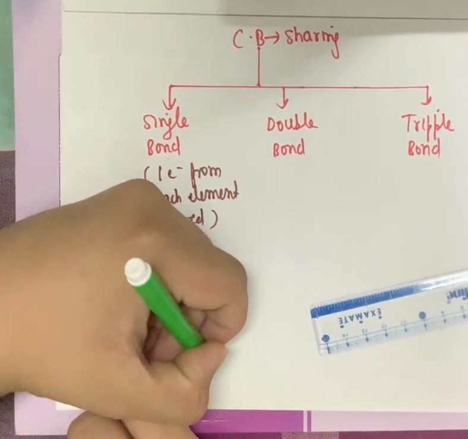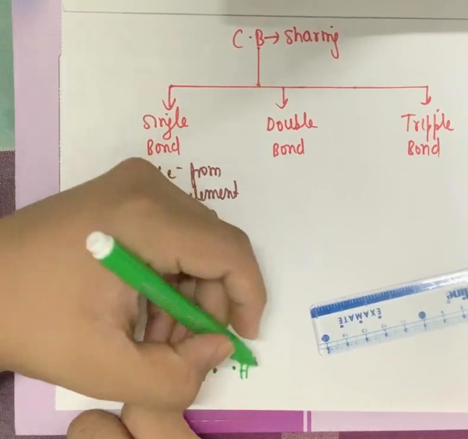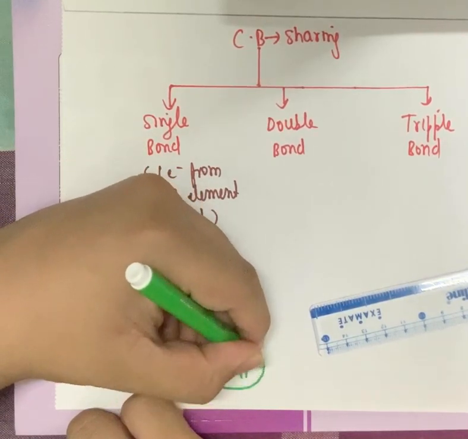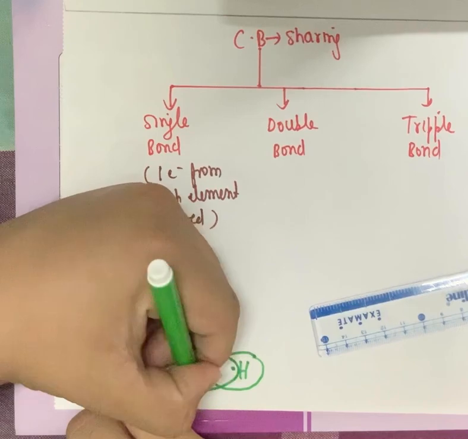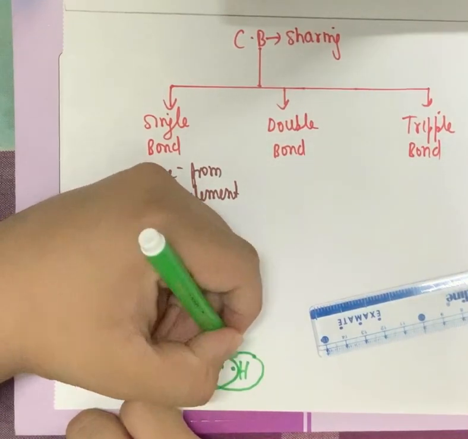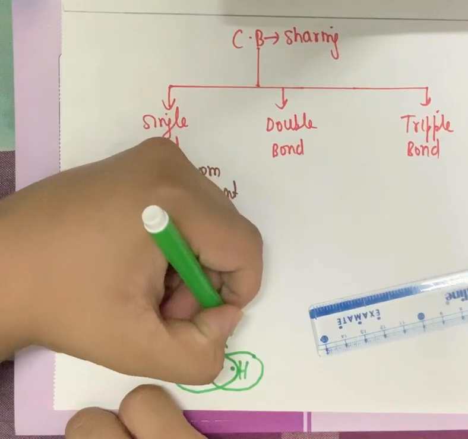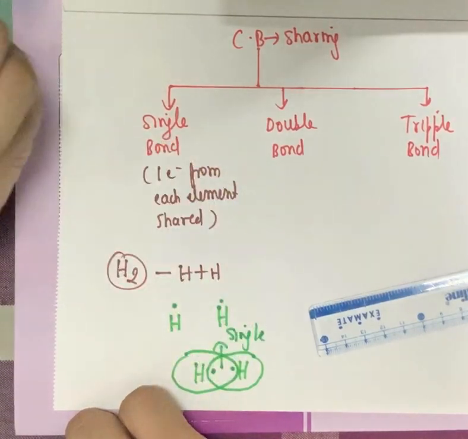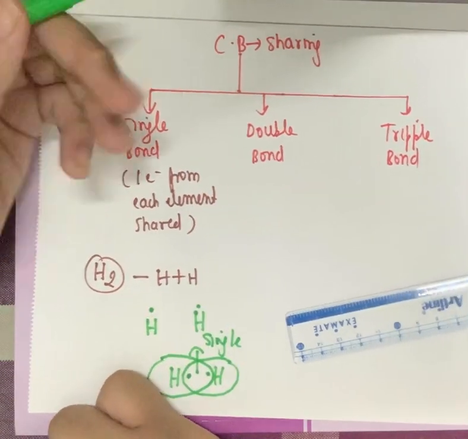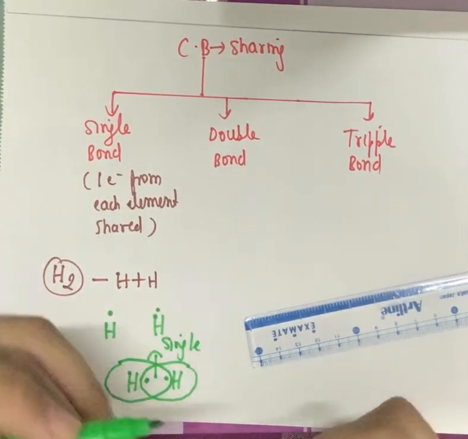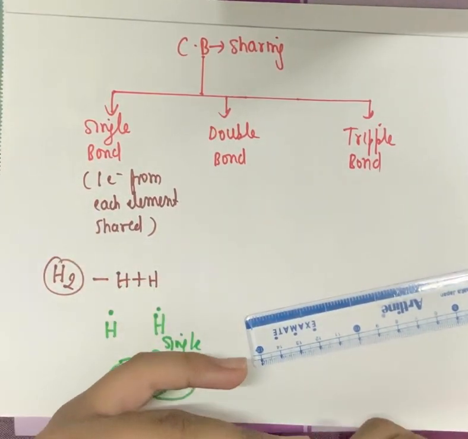So the first hydrogen with one electron and the second hydrogen with another electron. This will share it with this, so it will get two electrons. This will share it with this, will get two electrons. And hence one electron is shared from each. That means one electron pair is there. That's why it is the single bond for the hydrogen molecule. And both now have two electrons and the doublet is completed.